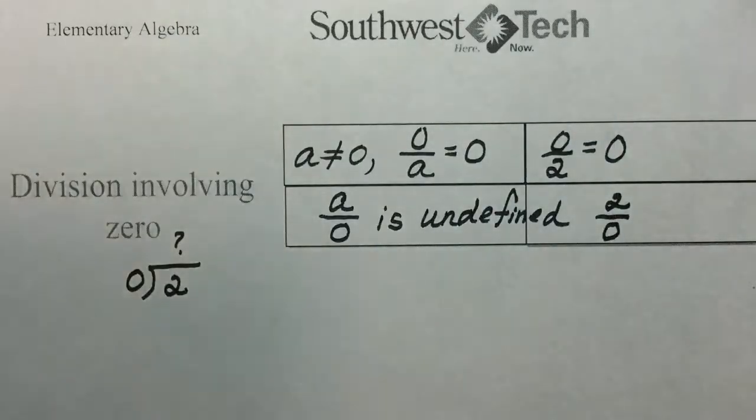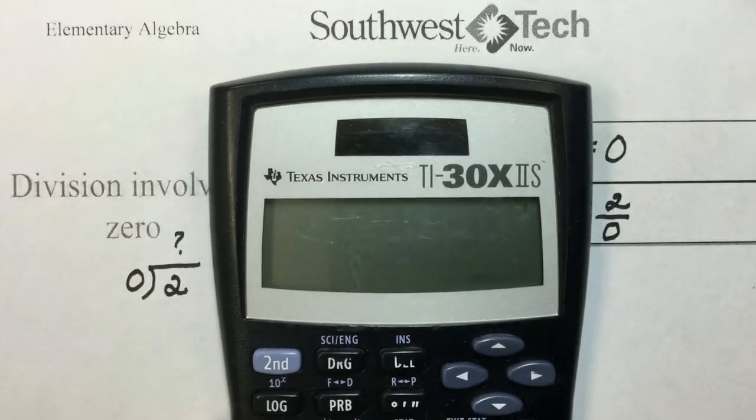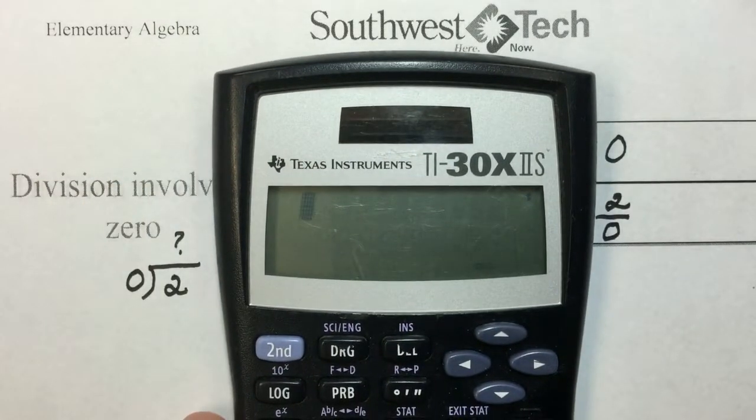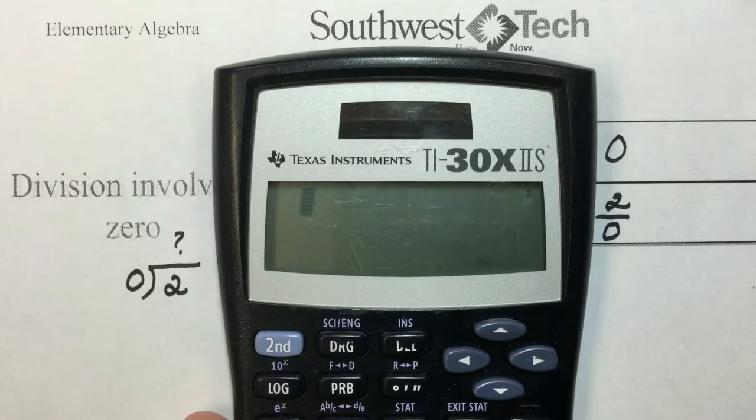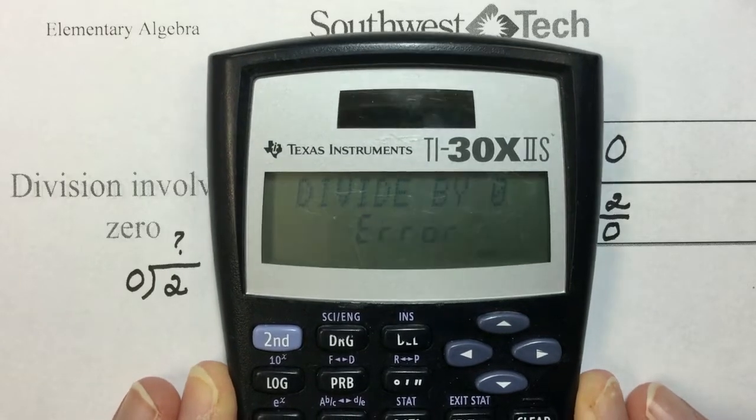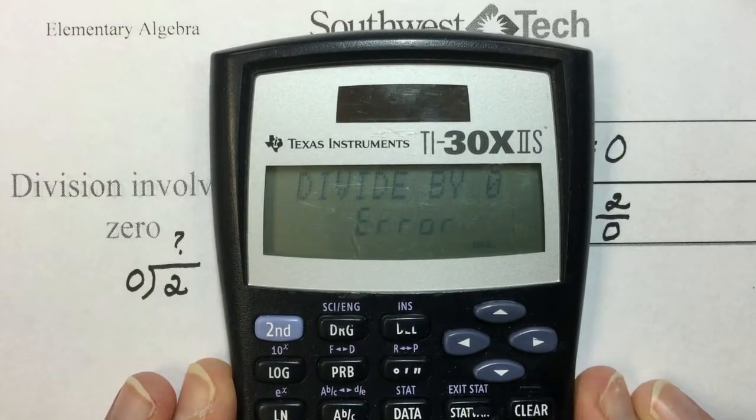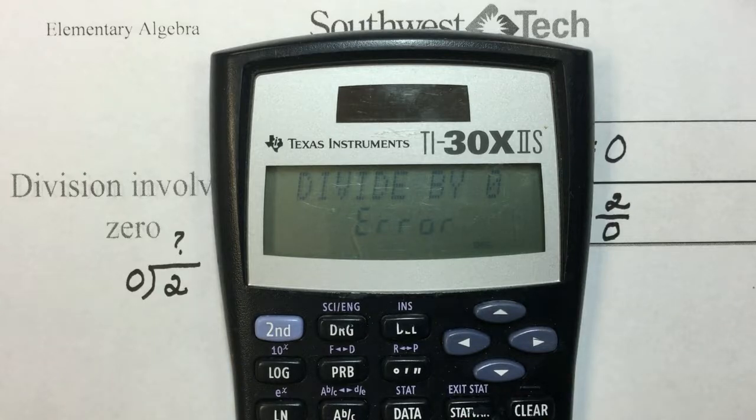In a different Texas Instrument model, this one is a TI-30XIIS. If I do the same division, a number, say 4 again, divided by 0, and I tap enter, we have a division by 0 error, which makes my math heart very pleased that it is telling us what the problem is with the correct verbiage.